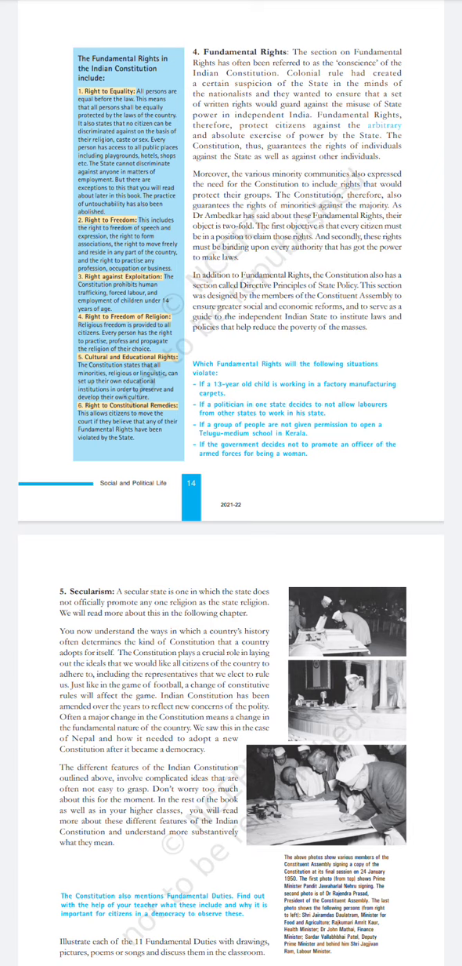The Constitution thus guarantees the rights of individuals against the states as well as against other individuals. Moreover, the various minority communities also expressed the need for the Constitution to include rights that would protect their groups. The Constitution therefore also guarantees the rights of minorities against the majority. As Dr. Ambedkar has said about these fundamental rights, their object is twofold. The first object is that every citizen must be in a position to claim those rights, and secondly, these rights must be binding upon every authority that has got the power to make laws.